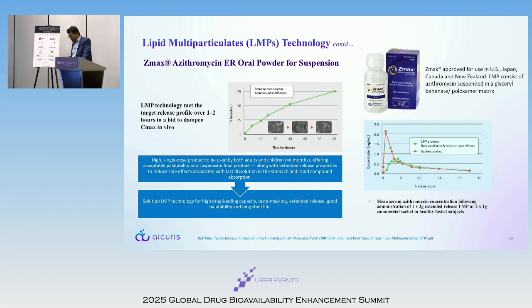So here is that example where they tried to utilize this technology for azithromycin. So it was possible, you can see from the graph, compared to the sachet product, with using this LMP product, it was possible to reduce the Cmax and to have the extended release. And along with that, there was also the advantage of palatability because the drug was coated by using the lipidic matrix.